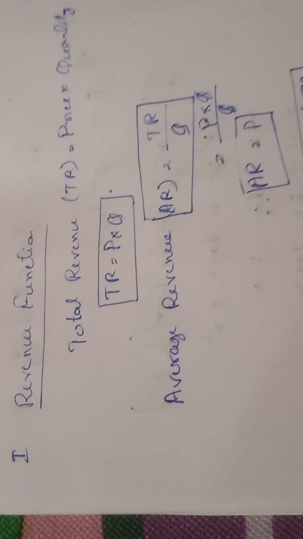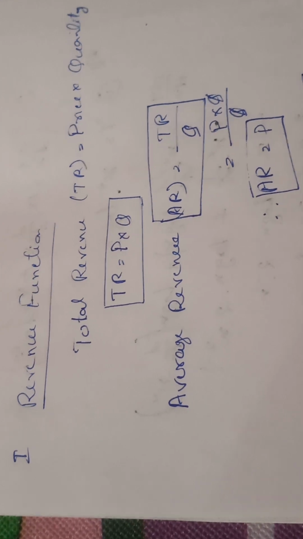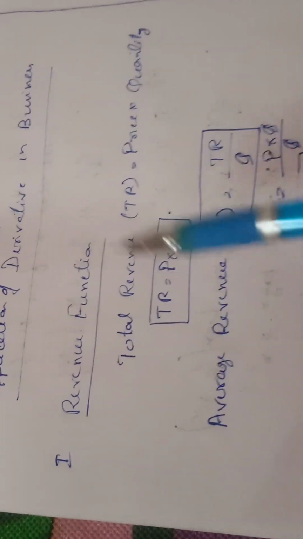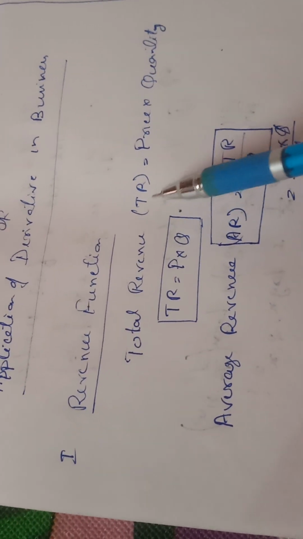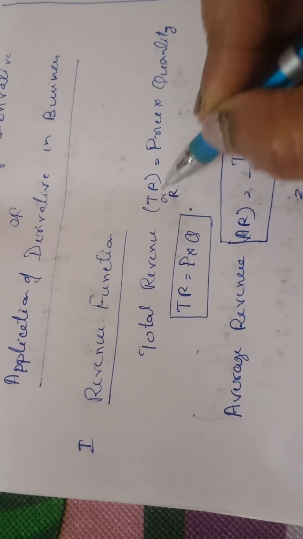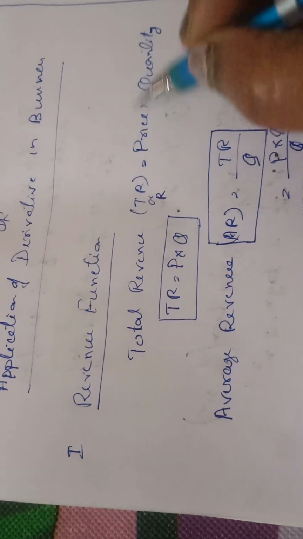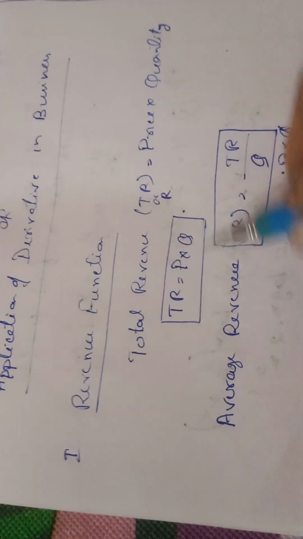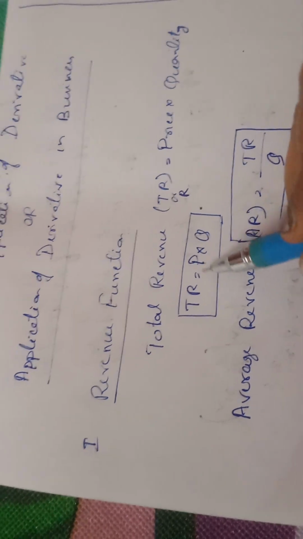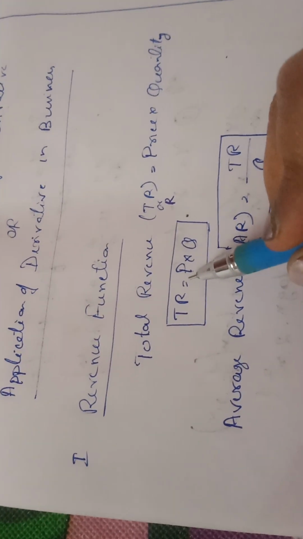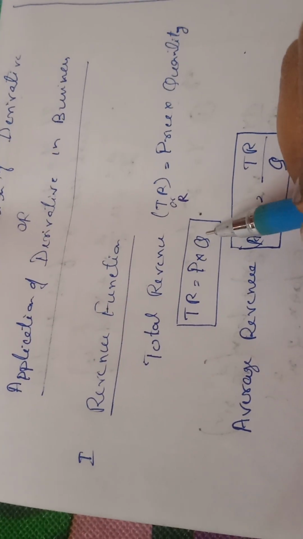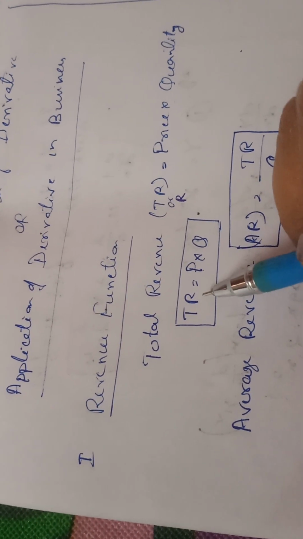Before you move on to that, we have to know a few formulas. The first one is the revenue function. Total revenue is usually denoted by R, or sometimes TR. It is price into quantity, or you can simply write TR equal to price into quantity. If total revenue is not given, sometimes we may have the price and quantity given.